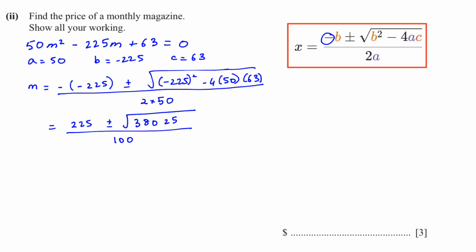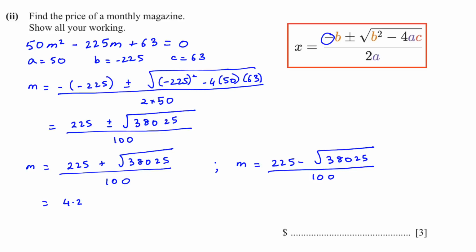Now M can either equal to 225 plus square root 38025 over 100, which will give us 4.2. Or it could equal to 225 minus square root 38025 over 100, which will give us 0.3. It could be this answer or this answer. How do we check? We have two equations with M. One is the monthly one, one is the weekly one. So you have M and M minus 0.75.